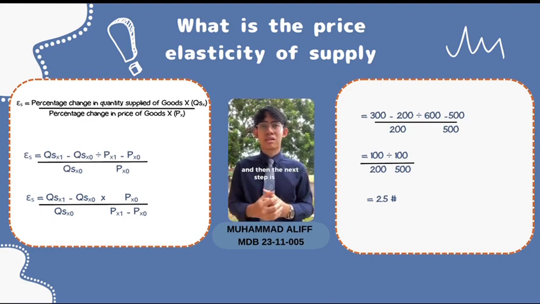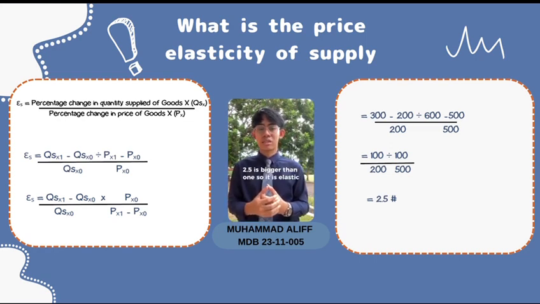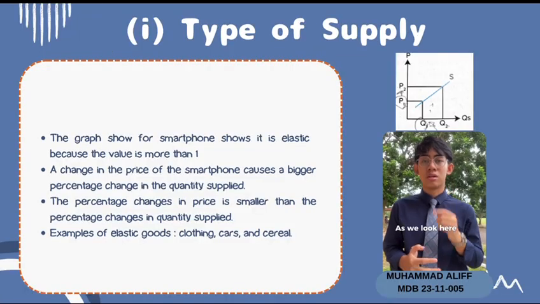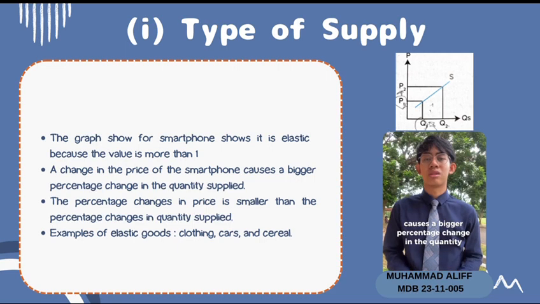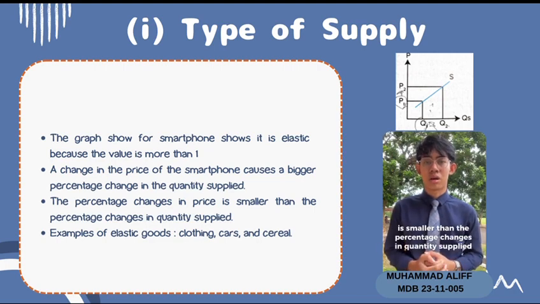And then the next step is 100 divided by 200, and then 100 divided by 500, and then we divide these two answers, and we got 2.5. 2.5 is bigger than 1, so it is elastic. As we look here, the graph for smartphone shows it is elastic because the value is more than 1. A change in the price of the smartphone causes a bigger percentage change in the quantity supplied. The percentage change in price is smaller than the percentage change in quantity supplied.